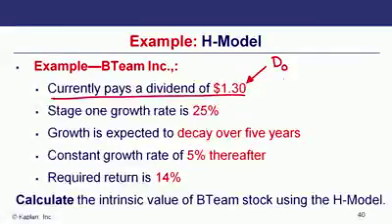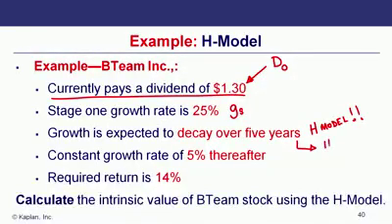Stage 1 growth rate is 25%. That will be a flag for me in the exam. Stage 1 is 25%. I can't simply use the Gordon growth model. So that's high growth, so I just label that. Oh, look, that's high growth, short-term growth. Growth is expected to decay over 5 years. That screams to me in the exam, H model. It's going to decay over 5 years. The H in the formula would therefore be 5 over 2. 2.5, if you will. And that's what I would do as I review the vignette.